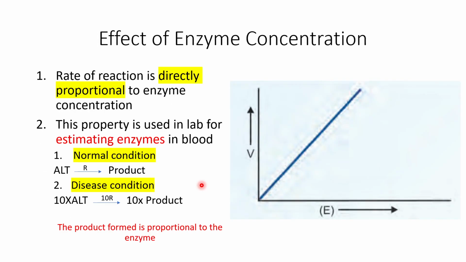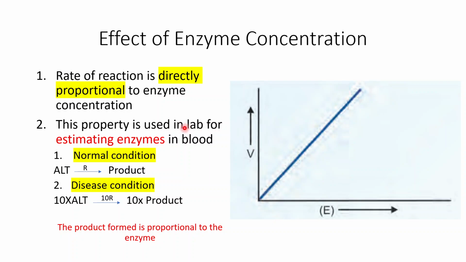So let us look at the first factor, that is the effect of enzyme concentration. The rate of the reaction is directly proportional to the enzyme concentration. That means if we look at the graph, with the enzyme concentration on the x-axis and the rate of the reaction, the velocity, on the y-axis, then as we increase the enzyme concentration, the rate of the reaction increases. So it is directly proportional to the enzyme concentration.